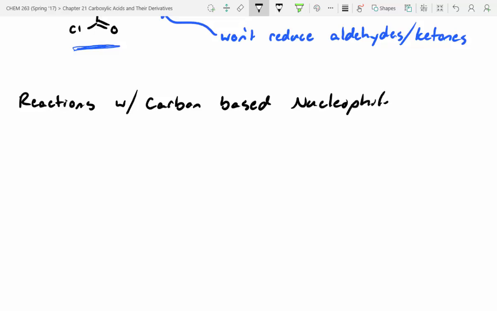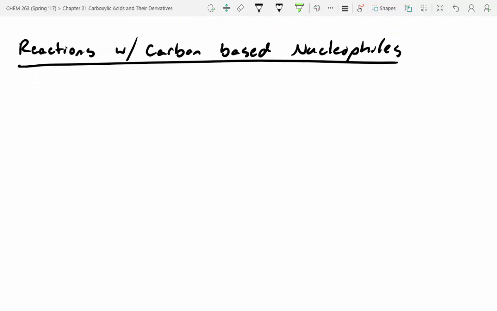So, reaction with carbon-based nucleophiles. Let's say we've got an acid halide, and I treat this with methyl magnesium bromide. What will our intermediate be? The Cl swaps for a methyl. Yeah, so we're going to substitute the chlorine for methyl.